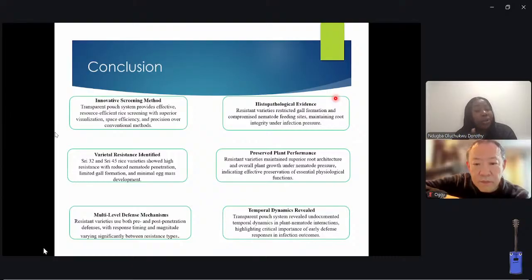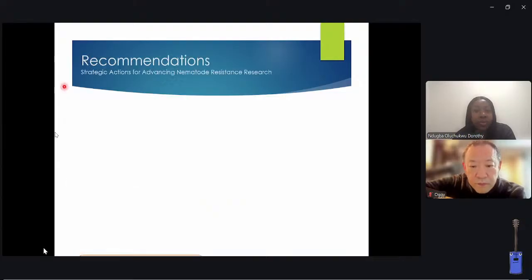And the transparent paper pouch revealed undocumented temporal dynamics in plant-nematode interaction, which highlights the critical importance of early defense response in infection outcome.